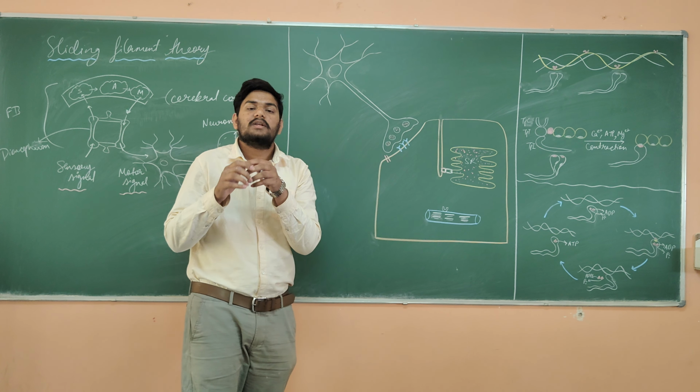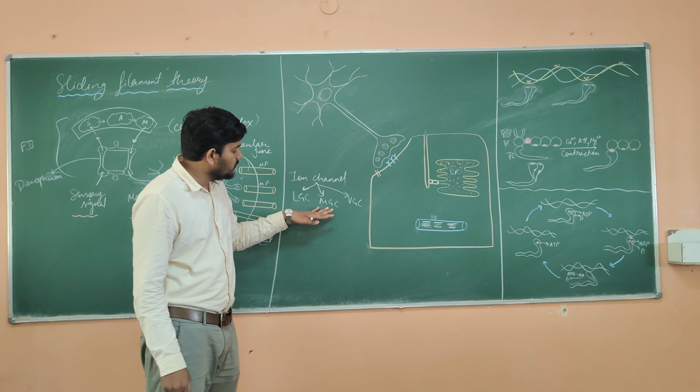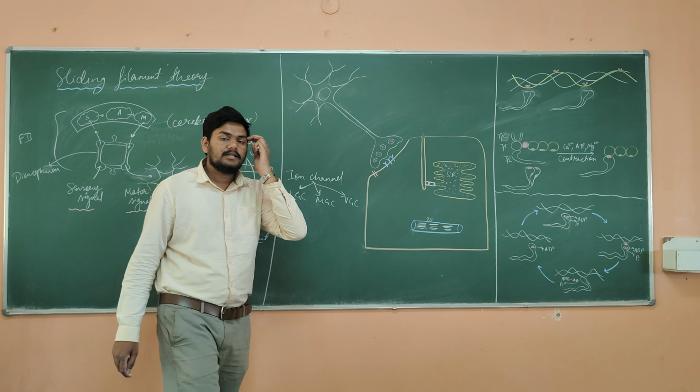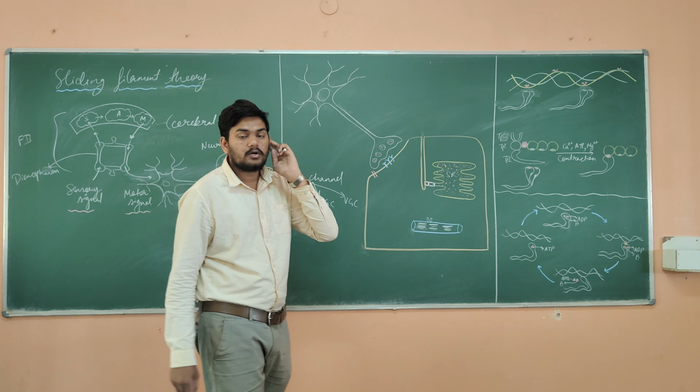Ligand gated channels will open when a ligand binds on the receptor. Mechanical gated channels will open when there is a kind of mechanical stress. And voltage gated channels will open at a specific voltage. If there is a specific voltage around the plasma membrane, then these voltage gated channels will open. Now we'll move to the actual mechanism.